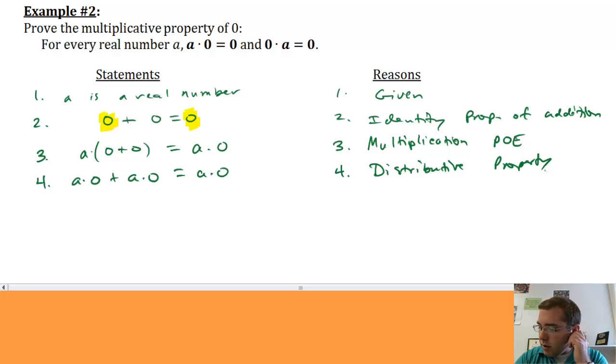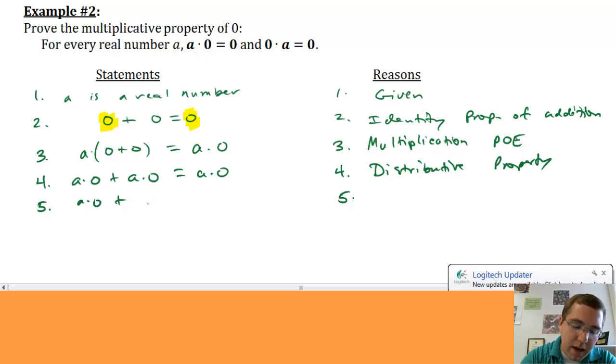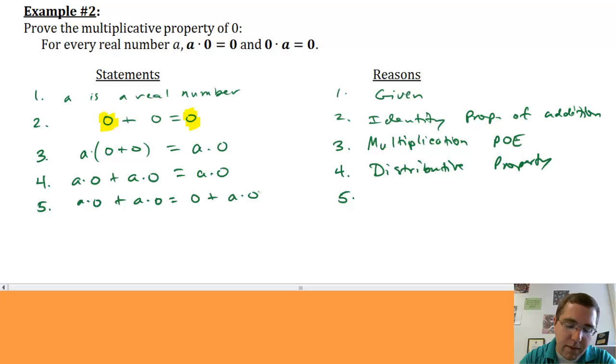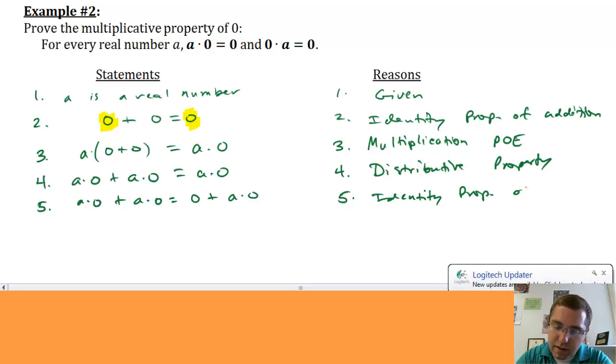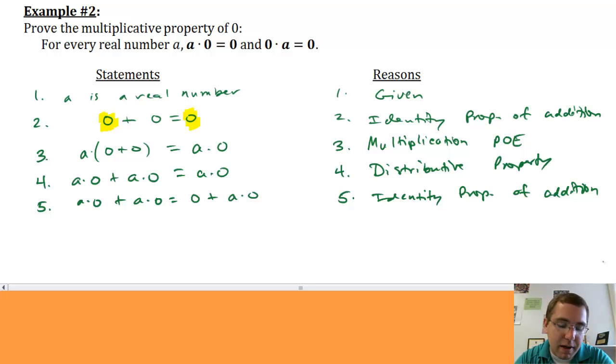Okay. Now, I'm going to do something here that it won't make sense why I'm doing it until we do the next step. I'm going to do it anyway. A times 0 plus a times 0, so I'm going to leave the left hand side the same. And on the right hand side I'm going to add in 0. I'm going to do 0 plus a times 0. I can do that because I can add 0 to anything and it won't change that. Again, that's the identity property of addition. I can add any number to 0 and it won't change it. So I'm adding a times 0 to 0 and it's not going to change it.